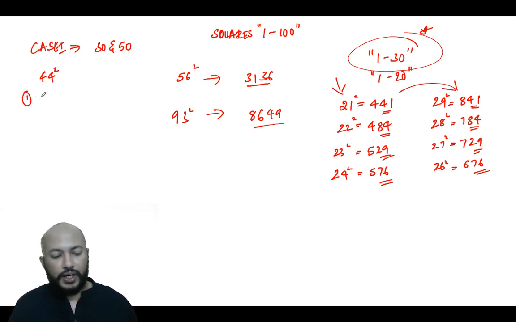Step 1 is you find out how much this number is less than 50. Pretty simple, right? 50 minus 44, basically. For any number between 30 and 50, you take the difference of that number and 50. Here in this case it is 6. Second step, square that number. Square this number, which is going to be how much?